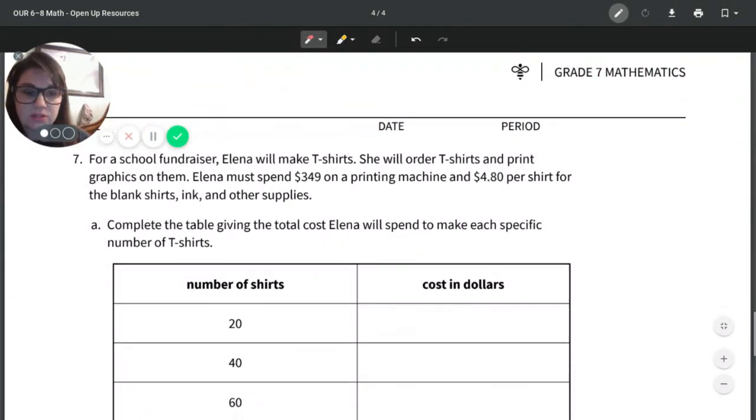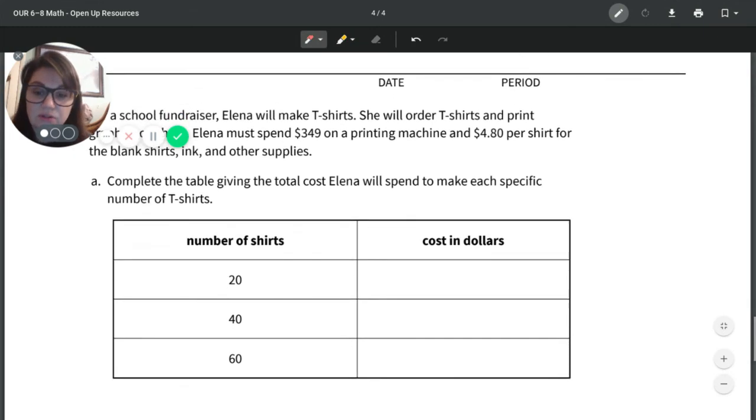And our last question, number 7. For a school fundraiser, Elena will make t-shirts. She will order t-shirts and print graphics on them. Elena must spend $349 on the printing machine and $4.80 per shirt for the blank shirts, ink, and other supplies. Complete the table giving the total cost Elena will spend to make each specific number of t-shirts. Okay?